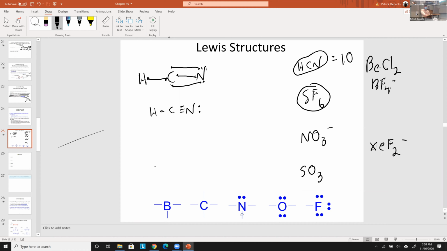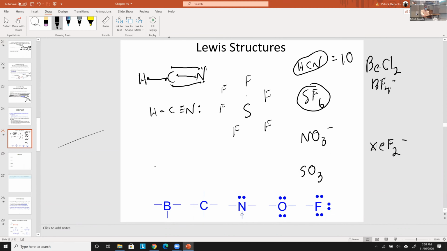Next, SF6. What's in the middle? Good, S. And the question, how do you know? It makes sense because there's the least amount of them. And in all these cases where it's one element and then a bunch more of the other one, they're all going to be around it, even if it somewhat breaks the octet rule.